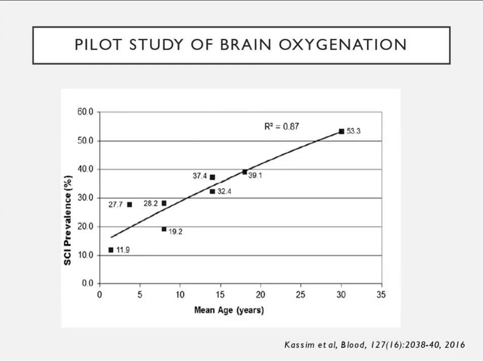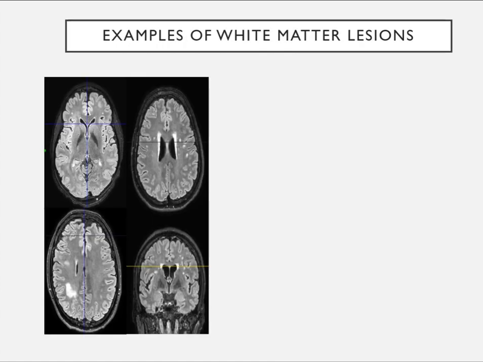And this was shown before, showing the risk of silent cerebral infarction as a function of age. As an engineer, I do not like straight lines, where's the asymptote to that? These are half my age. So that's very concerning.